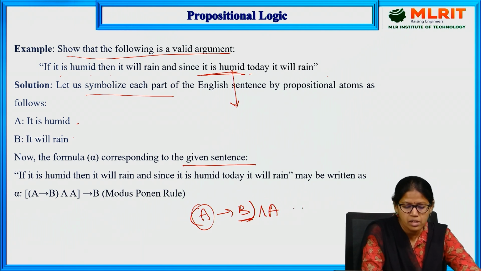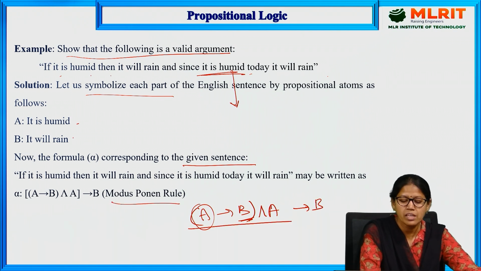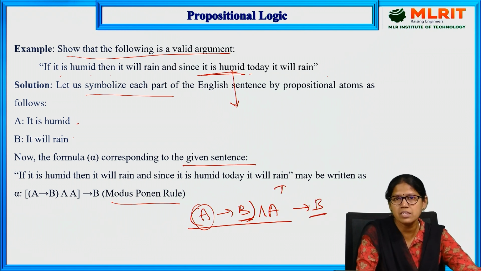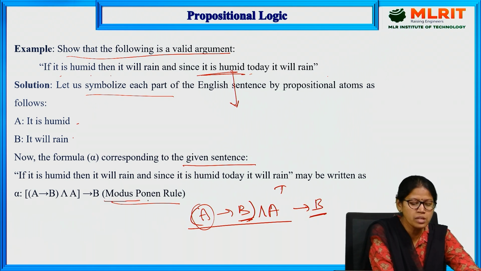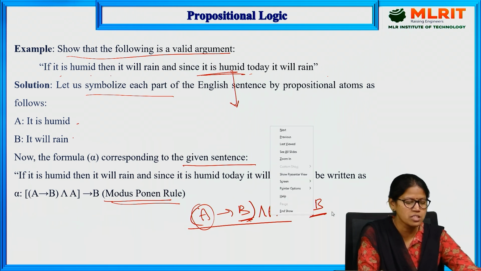Here we have used the modus ponens rule, which means if A implies B and A is true, then automatically B is also true. As a consequent, B is also true. That is said to be by the modus ponens rule. A implies B and A is true, then B is also true as a consequent.